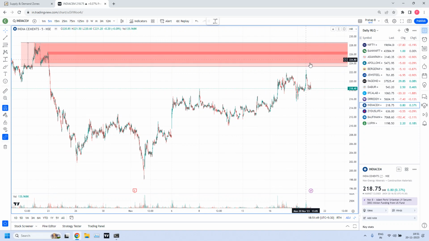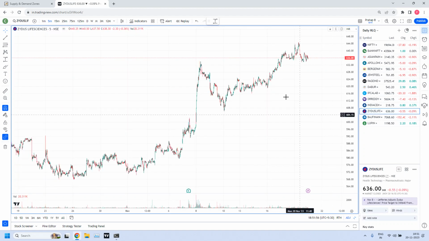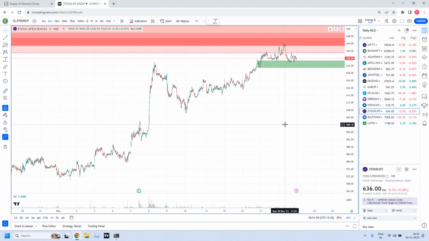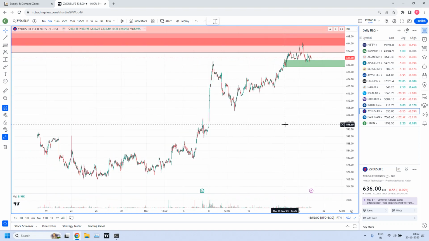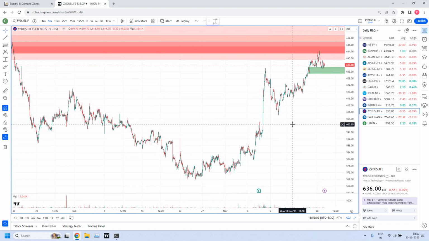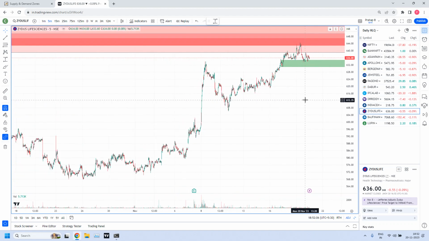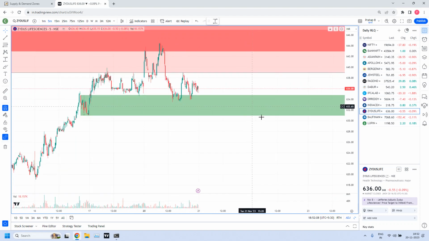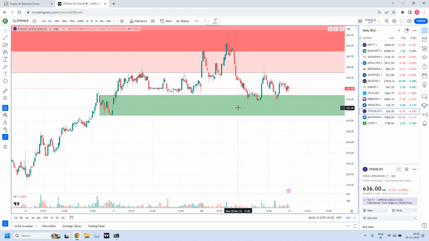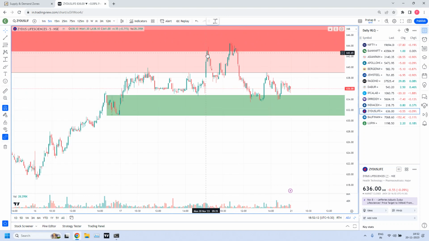Prices are unable to go inside this zone. So this is the one. Zydus Life Sciences is one successful trade. Today it gave two entries. One is at the 9:20 candle and another one is at the 9:25 candle.